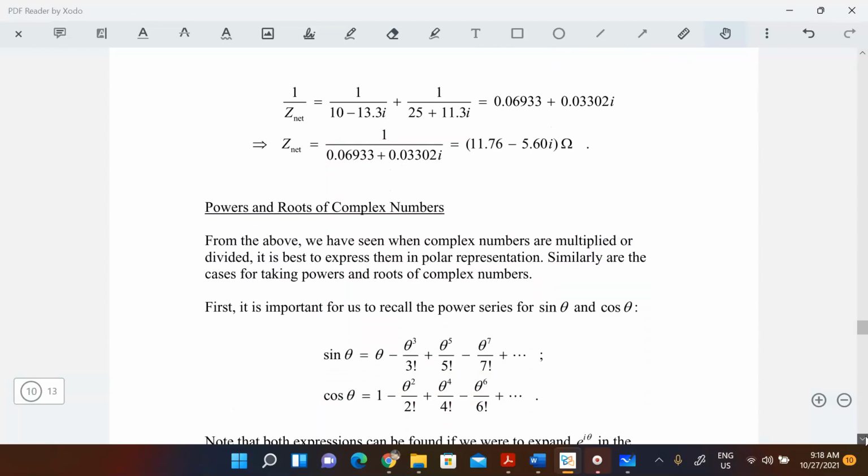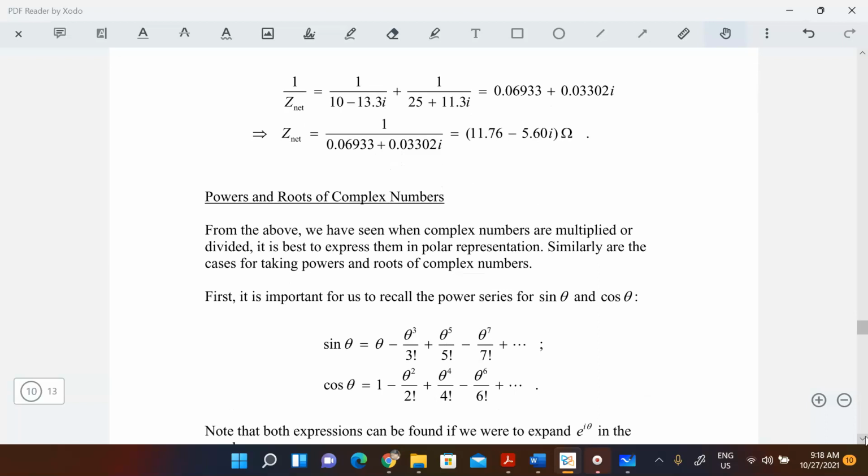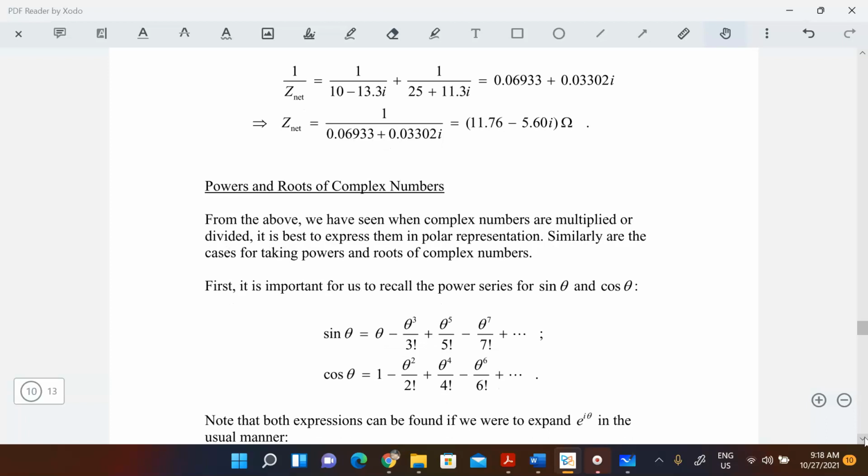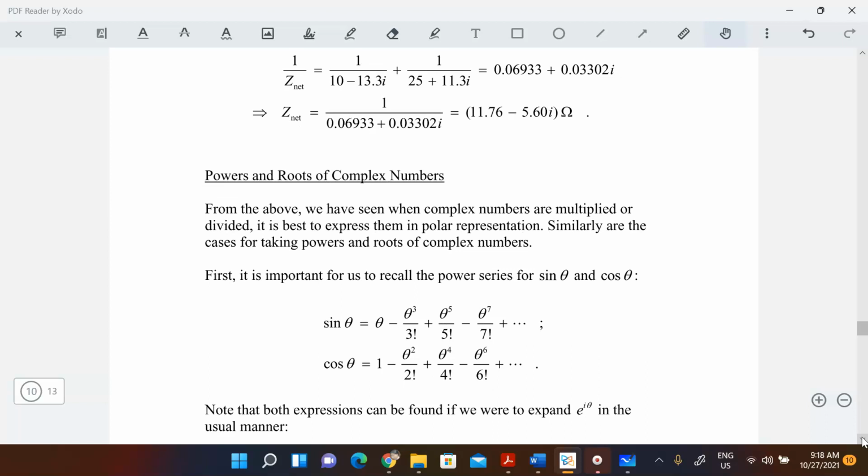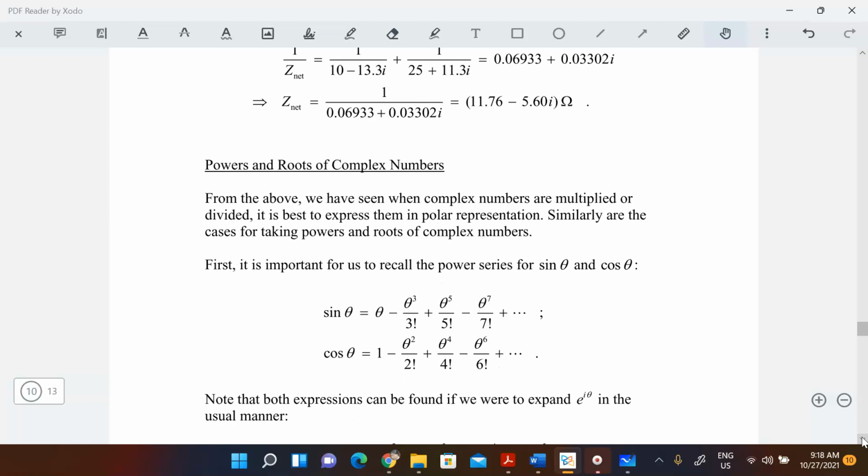Is to look at powers of complex numbers, and then from powers you can also talk about roots, which is just the inverse of powers in some sense, the inverse map of power. Okay, let's recall the case of your sine and cosine function, for example.